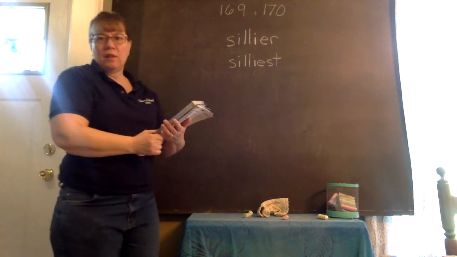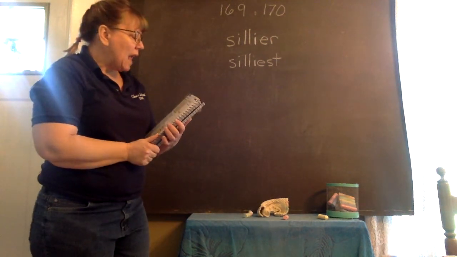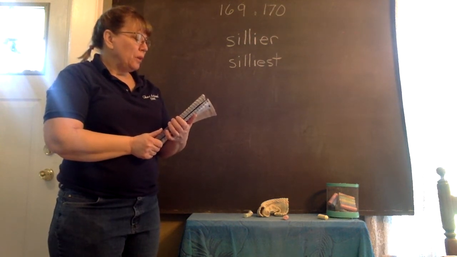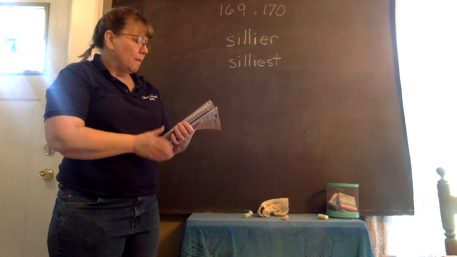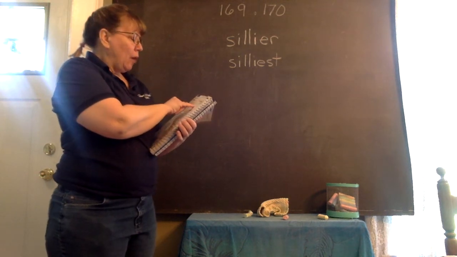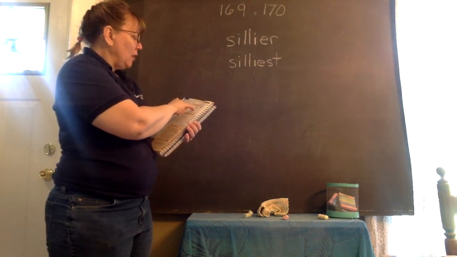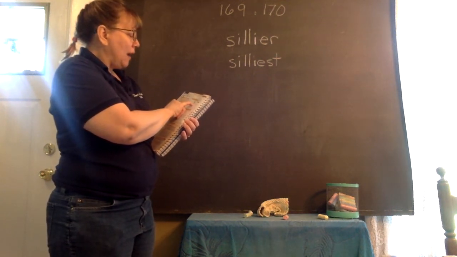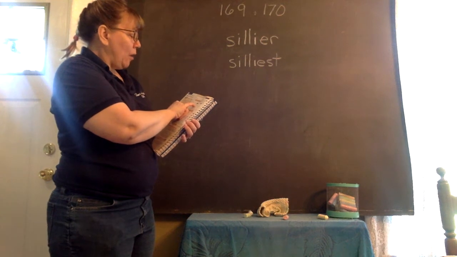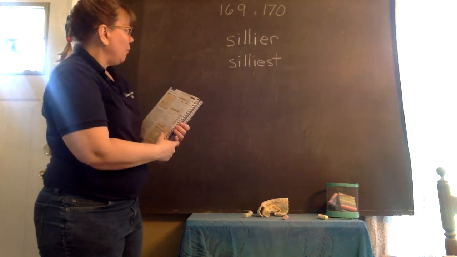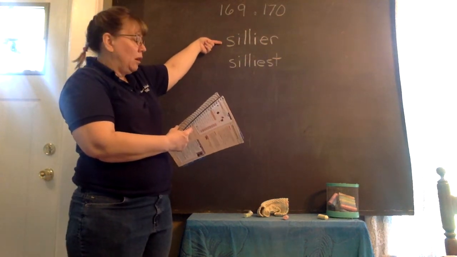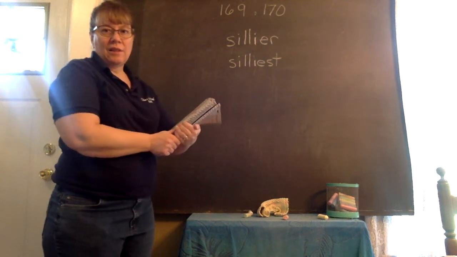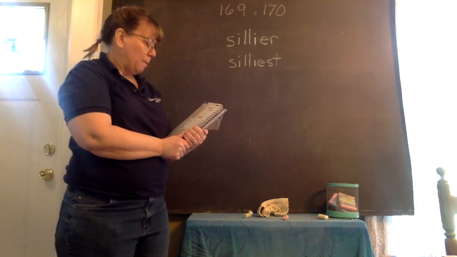Let's read the instructions and we'll talk about number 1. It says add ER and EST to each word. Print the new words on the line. So they want you to remember in number 1, under ER, to take that Y away, give it a substitute I. All right? So in number 1, under the ER column, write sillier. And under the EST column, write silliest. I'll give you a minute to do that now.